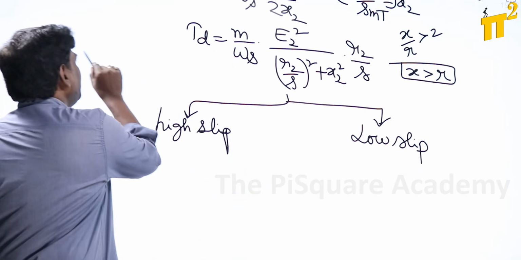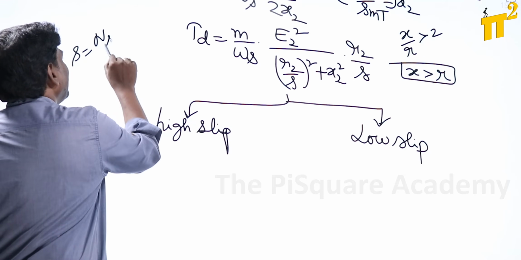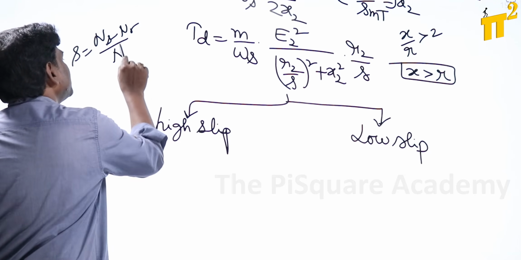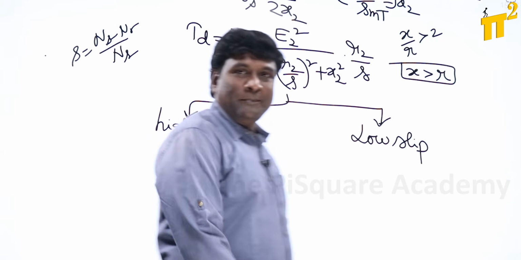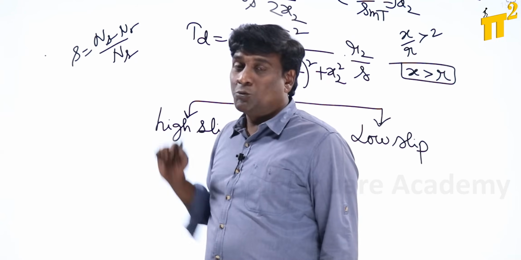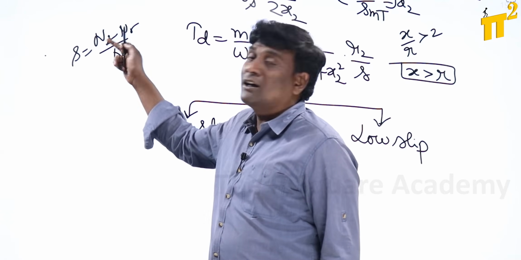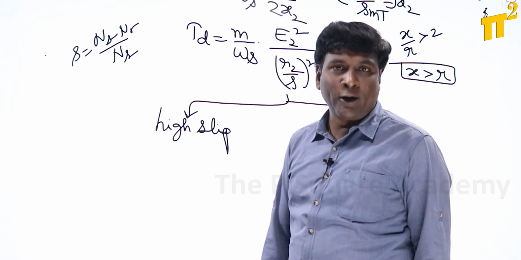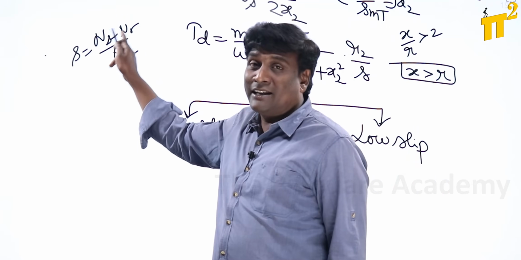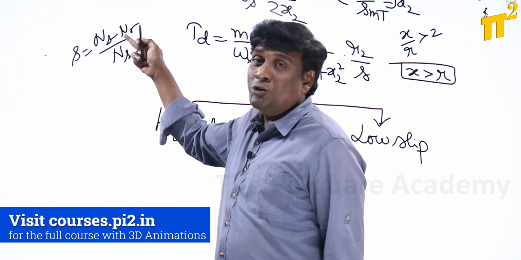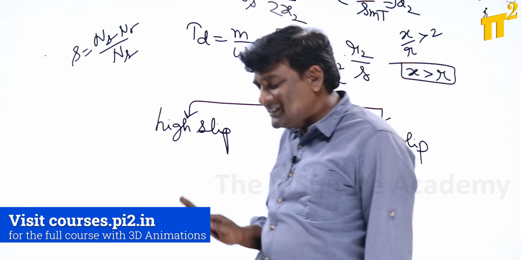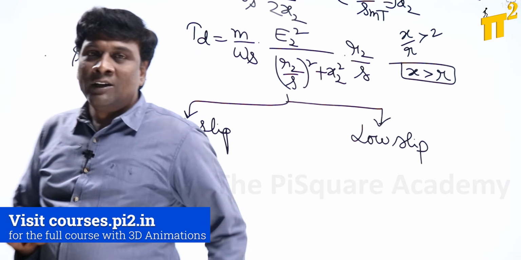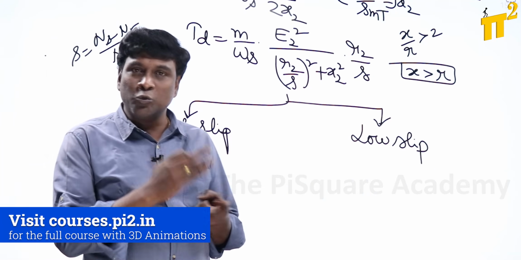What is slip actually? Slip is nothing but (Ns minus Nr) by Ns. The moment slip is less, what does it mean? Ns minus Nr should be less, because anyway Ns is constant in the denominator. So Nr should be nearer to synchronous speed, in the sense running conditions.